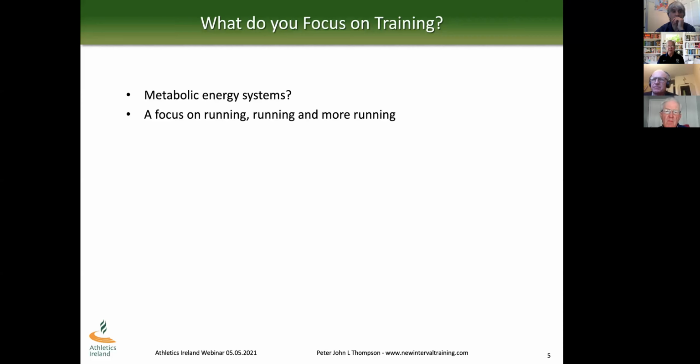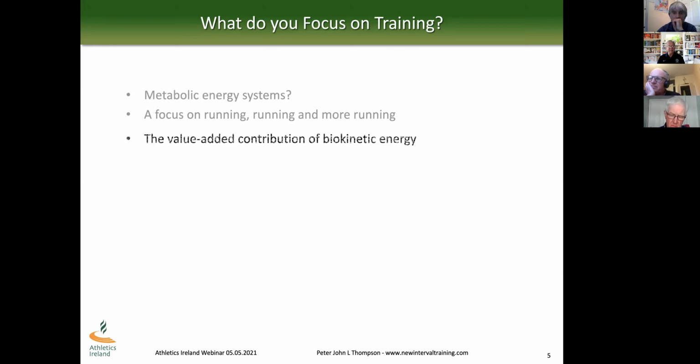To be the case, if you get a group of coaches together, they're talking about the metabolic energy systems. What repetitions do you do? What interval training do you do? And it's a focus on running, running, and more running. And there isn't much really attention paid to other sources of energy.